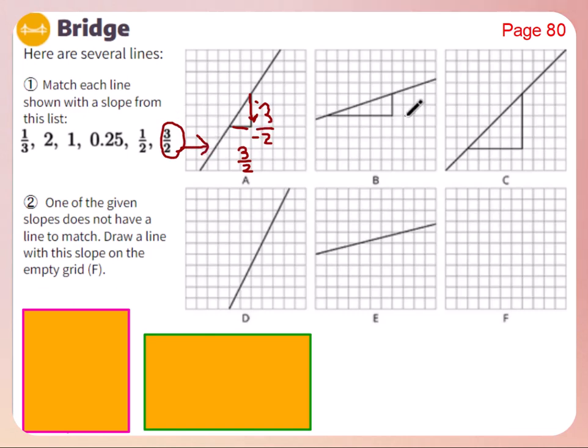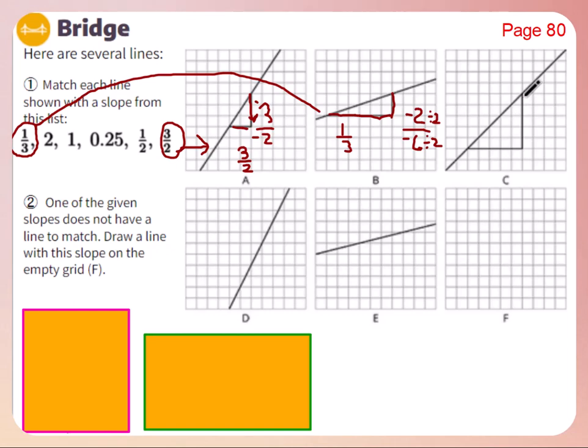Let's look at B. We're going to start here at this point, and we're going to go down 2. Down is negative, and then to the left, 1, 2, 3, 4, 5, 6. Negative 6. A negative divided by a negative is a positive. 2 divided by 2 is 1, and 6 divided by 2 is 3. So this is positive 1/3. So that's going to be this one right here.